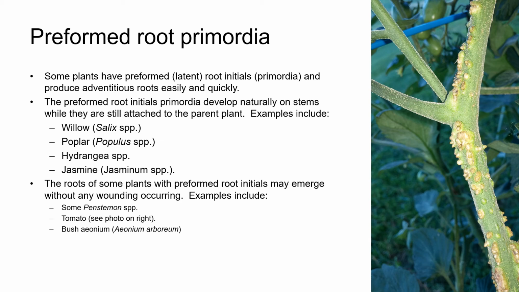Common examples include willow, poplar, hydrangea, and jasmine. The roots of some plants with preformed root initials may even emerge without any wounding occurring, and some of you may have seen plants that do this. Common examples include quite a lot of penstemons, tomato, as you can see in the photo on the right here, and the succulent bush aeonium, Aeonium arboreum.